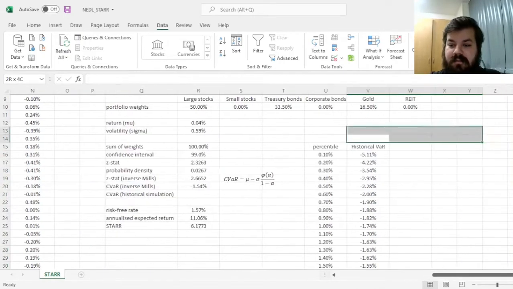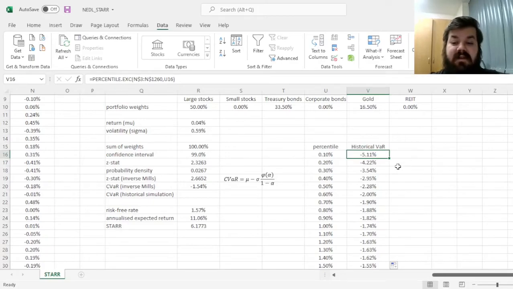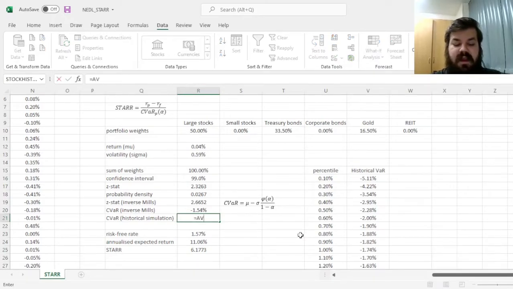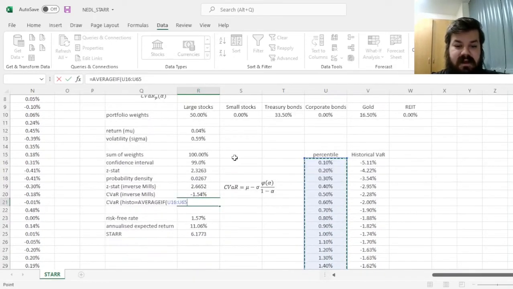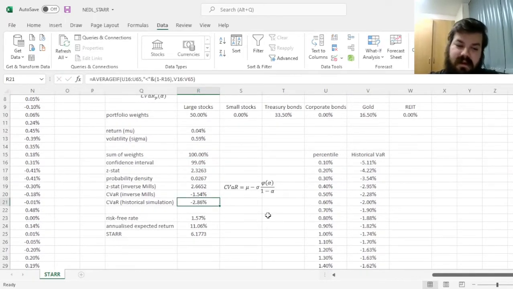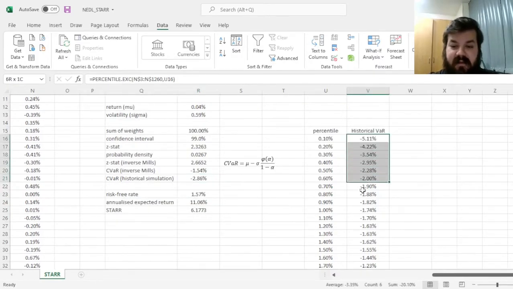So we can see that at the 0.1 percentile, historical VaR is negative 5.11%, and then we have got a range of such VaR figures appearing in front of us. And the conditional VaR in this case would be an average over those VaRs if the respective percentile is less than or equal to our confidence interval. So we check whether these percentiles are lower than 1 minus the confidence interval, and average the VaRs in question. For example, at 1%, our historical simulation conditional VaR is negative 2.86%. And we can double check that by seeing that if we go until 1%, we have got negative 2.86% as our result indeed.